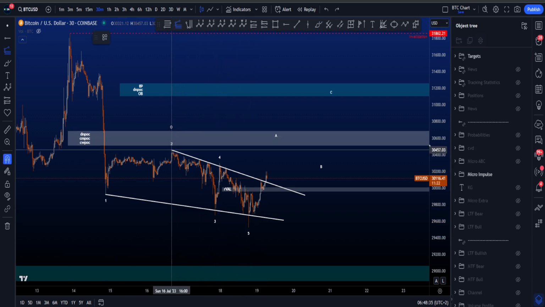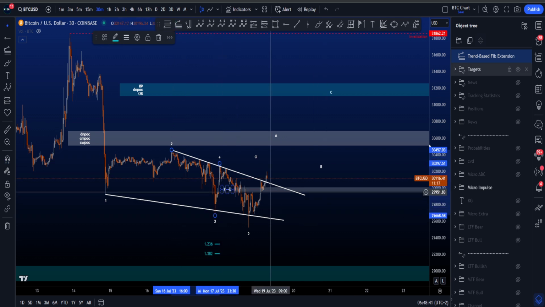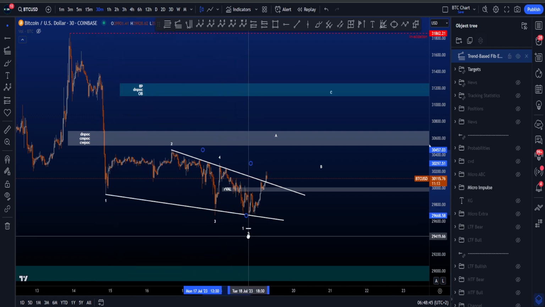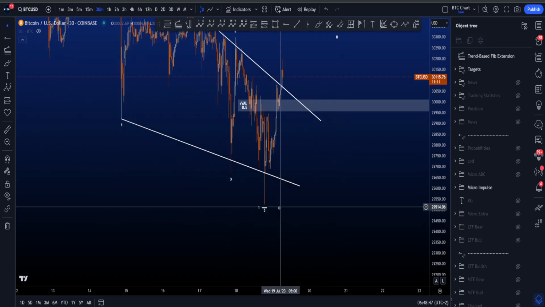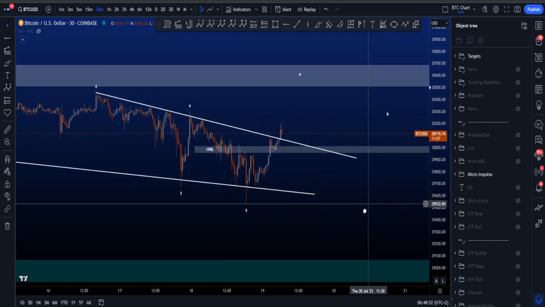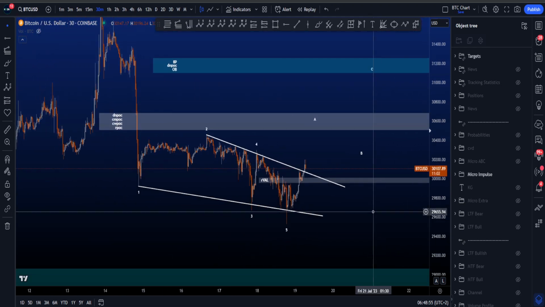And wave 5 is not allowed to be longer than wave 3. You can check that by doing a trend-based Fib extension from the high of 2 to the low of 3 to the high of wave 4 over here. Put it on the 1-to-1, and you will see that, very close but no cigar, wave 5 is shorter than the 1-to-1 of wave 3, which would therefore make this scenario a potentially valid scenario as well.